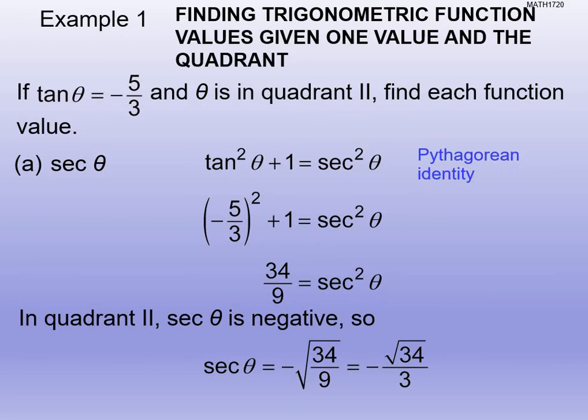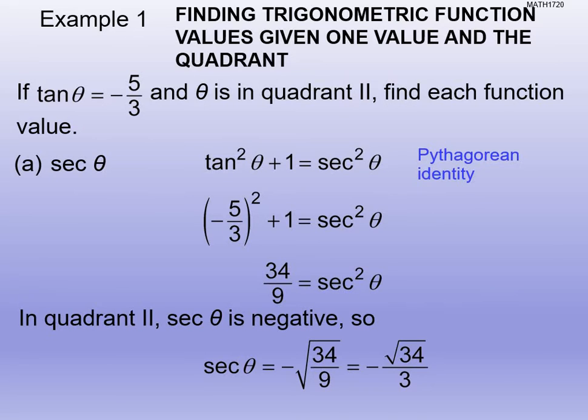And in quadrant 2, how do we know if we choose the plus or minus? Because in quadrant 2, what's positive? Remember, all students take calculus. So in quadrant 2, sine and cosecant are positive. So we have to choose the negative answer because we're looking for secant. All right, so secant of theta is negative square root of 34 over 9.